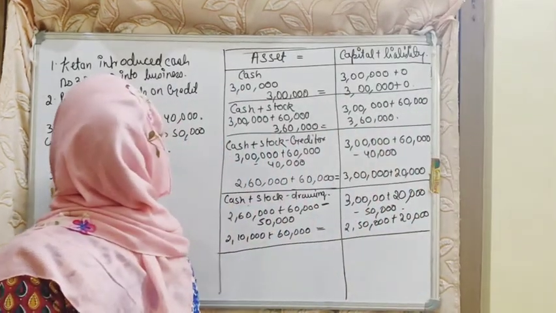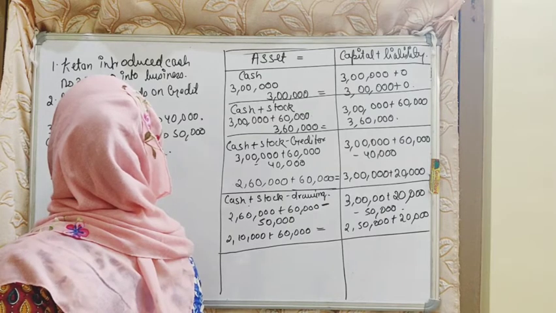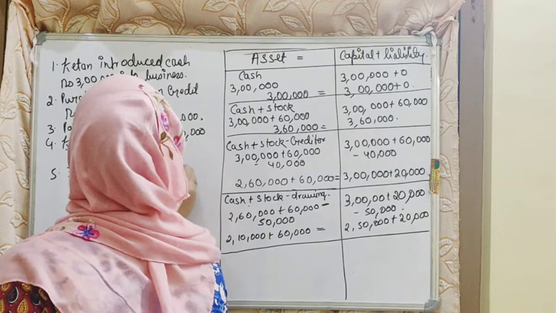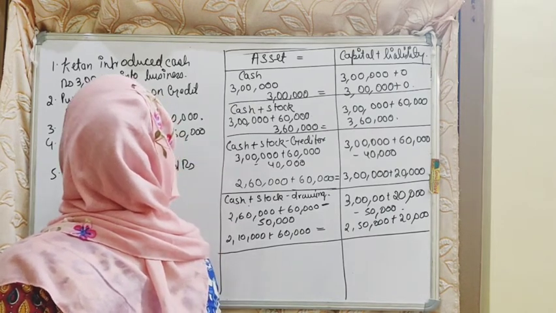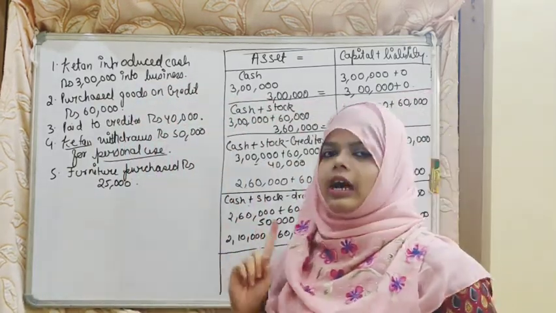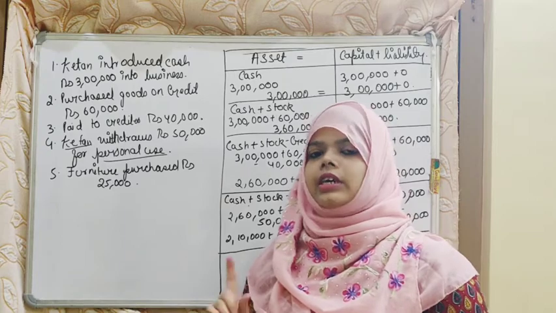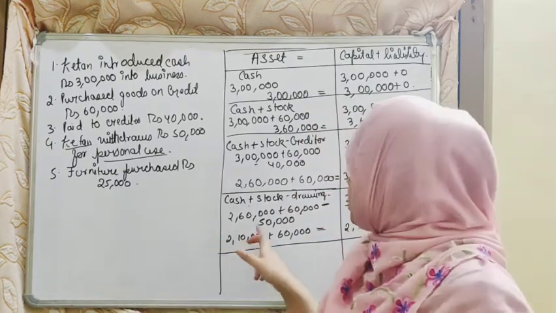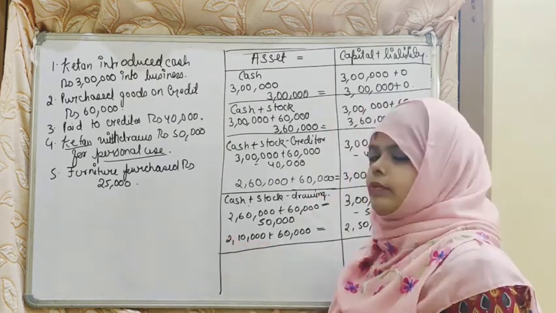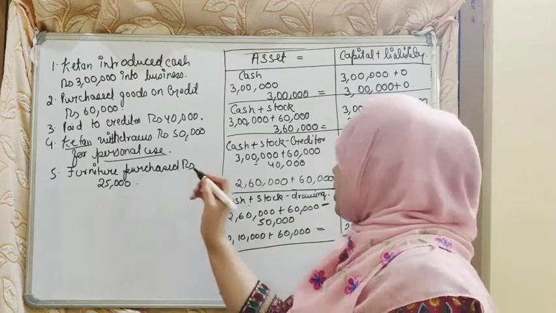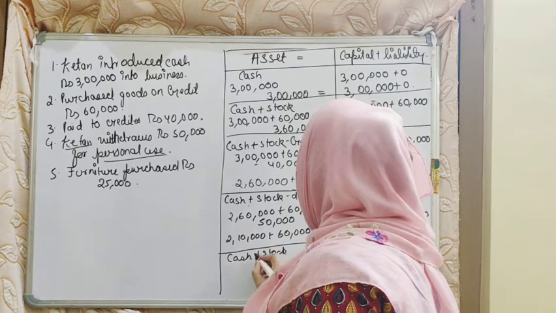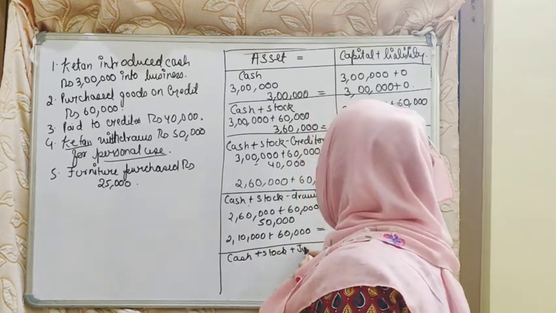Next transaction, that is furniture purchased rupees 25,000. So if you are purchasing the furniture, furniture is an asset. It is a current asset. So furniture is purchased means money went out from the cash of the business. From the cash of the business, money is going out. So we can write cash plus stock plus furniture.